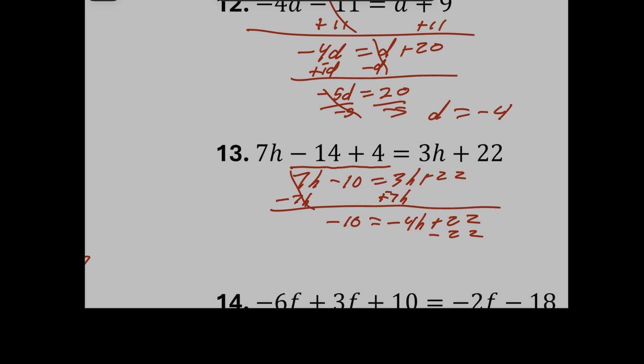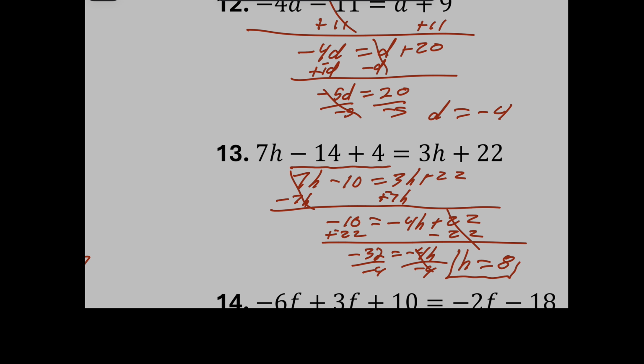So now I have to subtract 22 from both sides. Look how negative I get on all this stuff. Okay, and that's going to be a negative, add a line, change a sign. Negative 32 equals negative 4h. Divide each side by a negative 4. Boom. H equals, negative divided by negative is a positive.